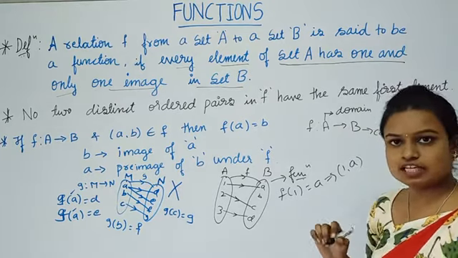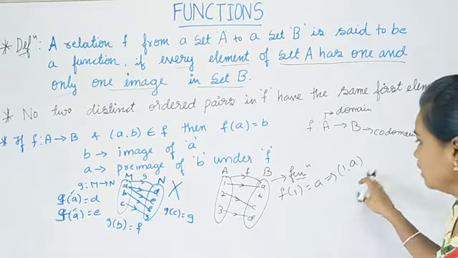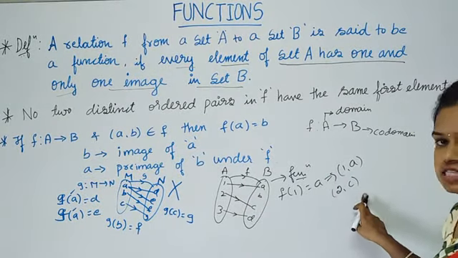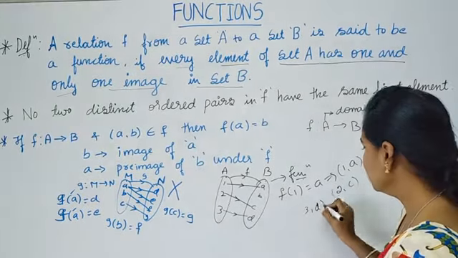This is also a relation. This is known as domain, elements of domain. This is elements of codomain. And also here we have 2 comma c. 2 is mapped to c. Image of c is 2. Similarly 3 comma d, right?